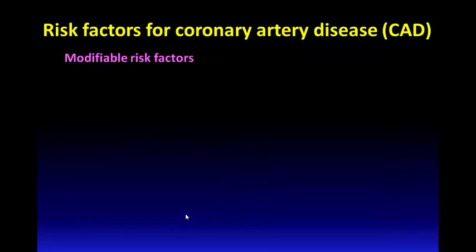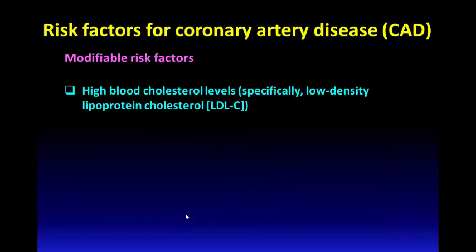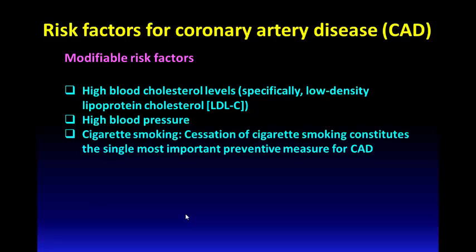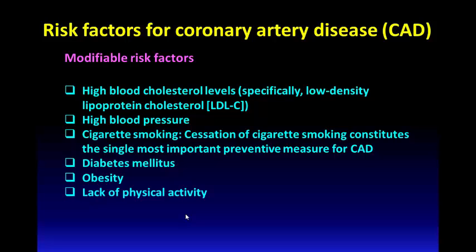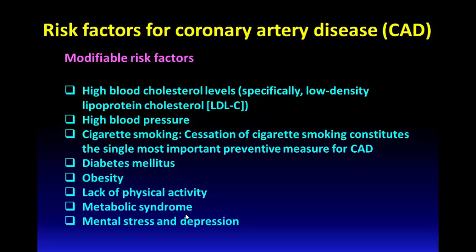The modifiable risk factors of coronary artery disease include high blood cholesterol levels, especially low density lipoprotein cholesterol, high blood pressure, cigarette smoking, and it was reported that cessation of cigarette smoking is the single most important preventive measure for coronary artery disease. Diabetes mellitus is another modifiable risk factor. Obesity is another modifiable risk factor. Lack of physical activity, the metabolic syndrome, and mental stress and depression.